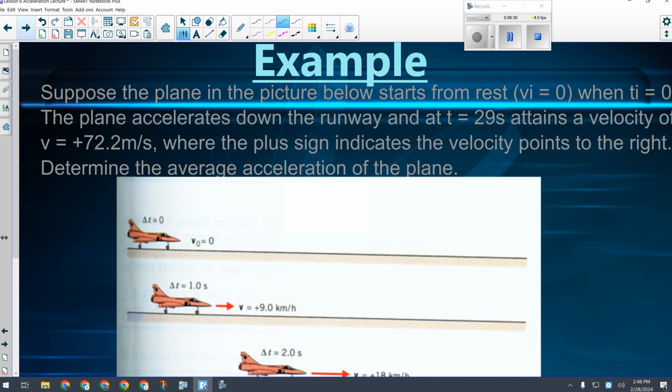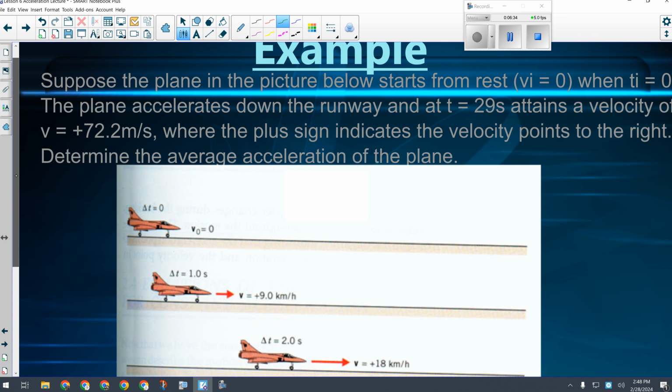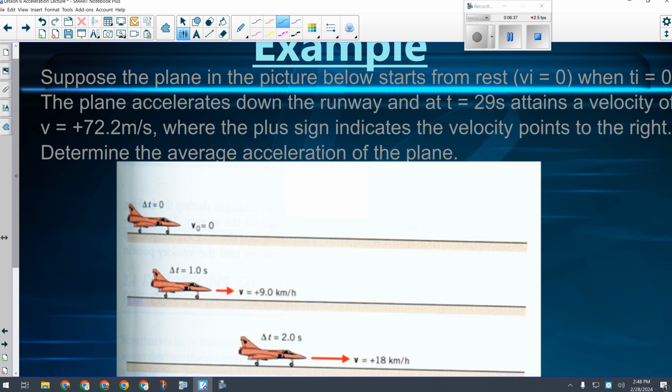All right, so let's say I've got this fairly simple example here. I've got this fighter jet, and it starts from rest. What does that mean? Initial velocity. Initial velocity is what? 0. Okay? If something starts from rest, initial velocity is 0. If it comes to rest, which would be 0 then?